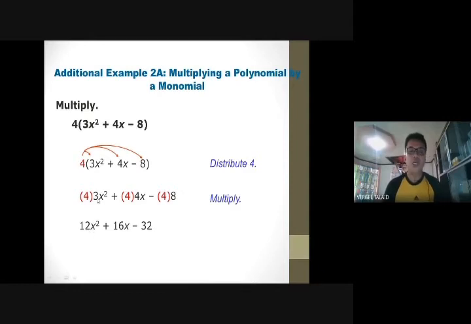Since we don't have similar terms here, take note that x squared is different from x. This is addition, and since there is no common literal coefficient, this is now our answer. You cannot add 12 and 16. If you still remember our topic on addition of algebraic expressions, only similar terms can be added. So you cannot add 12 and 16 because x squared is different from x. They have different literal coefficients. That is now the product.